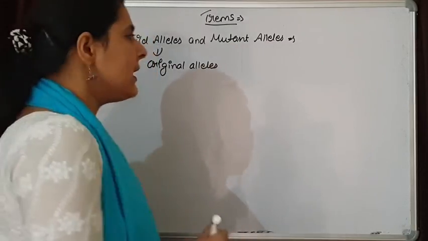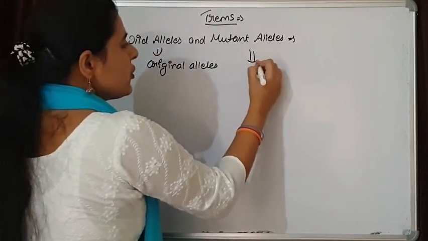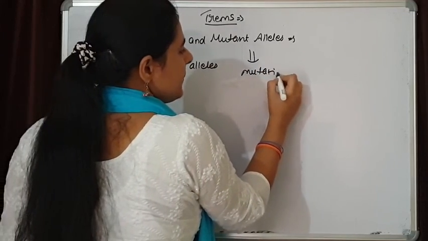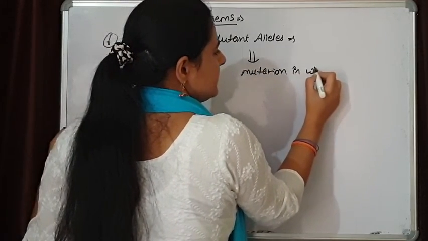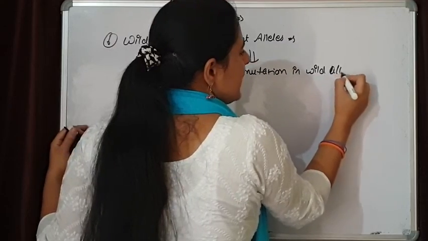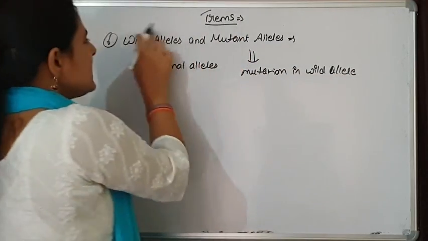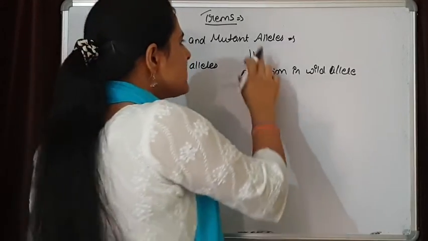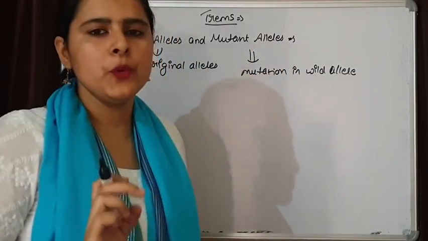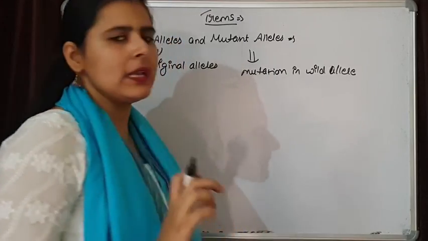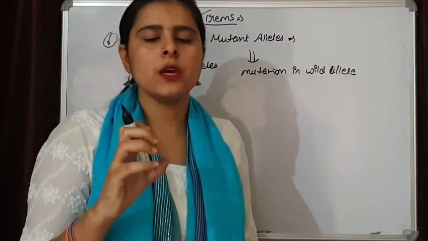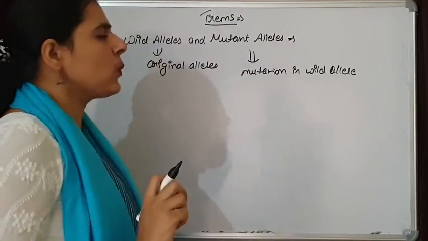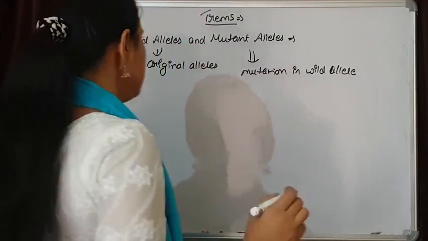Mutant alleles are formed when any type of mutation takes place in a wild allele. If, because of any reason, mutation takes place in these wild alleles, there is some change in the allele that results in the formation of a mutant allele, and this mutant allele is present in a small number of individuals. This is how we can differentiate between wild alleles and mutant alleles.